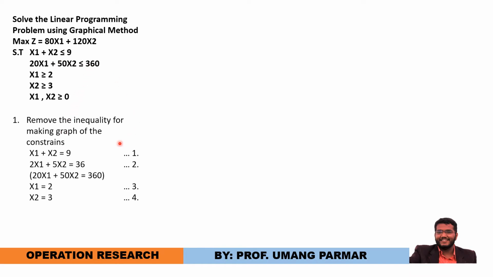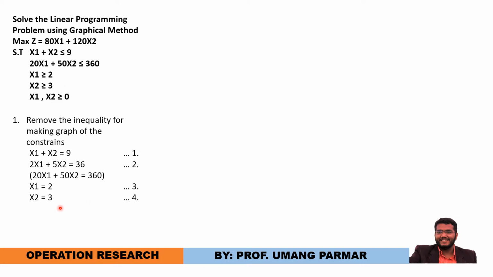Same way for the second equation, we are modifying the equation a little bit. We are dividing the equation on both sides by 10 and writing the equation as 2x1 plus 5x2 equal to 36, which is the same as 20x1 plus 50x2 equal to 360. Our third constraint is x1 greater than or equal to 2. So in place of greater than or equal to, again we are writing equal to. So our third constraint becomes x1 equals 2. And same way our fourth constraint becomes x2 equals 3.